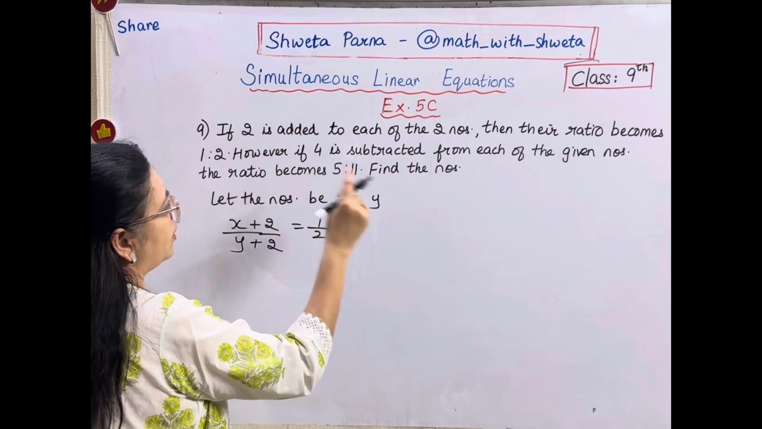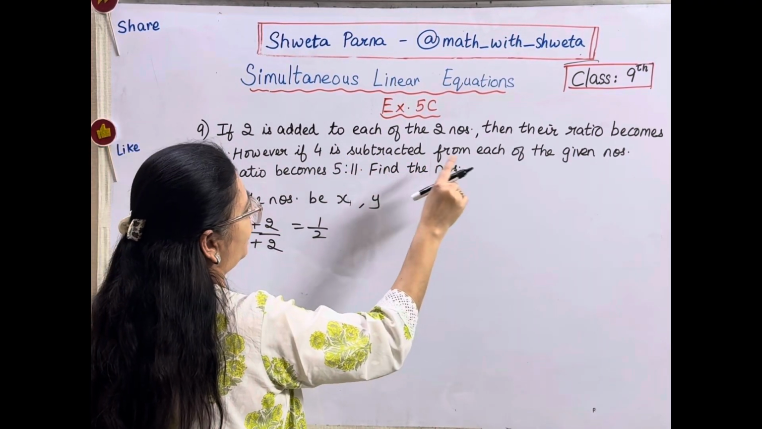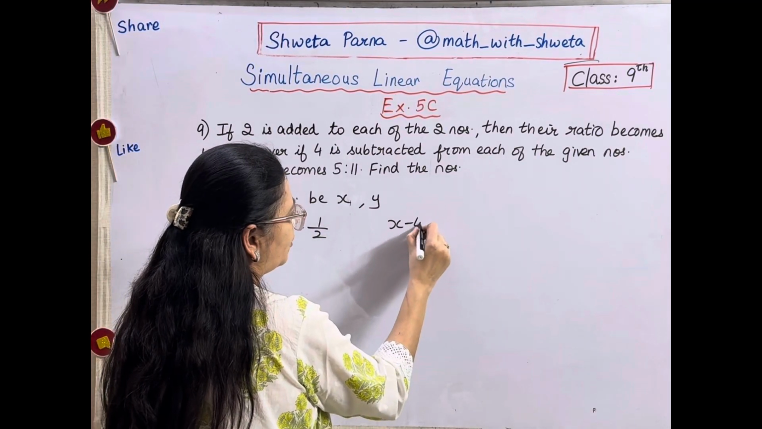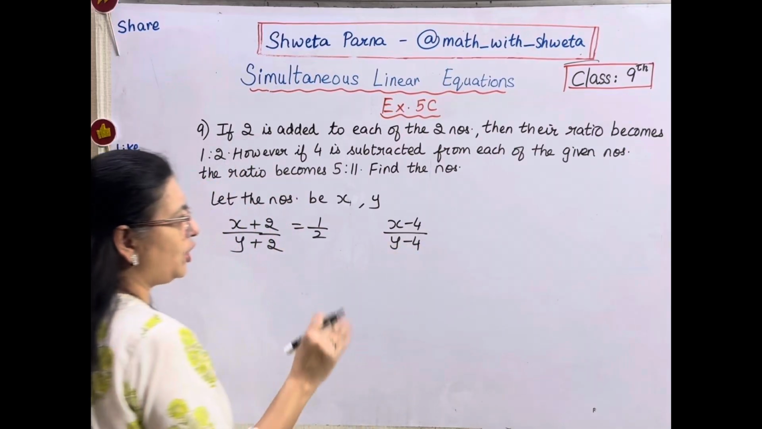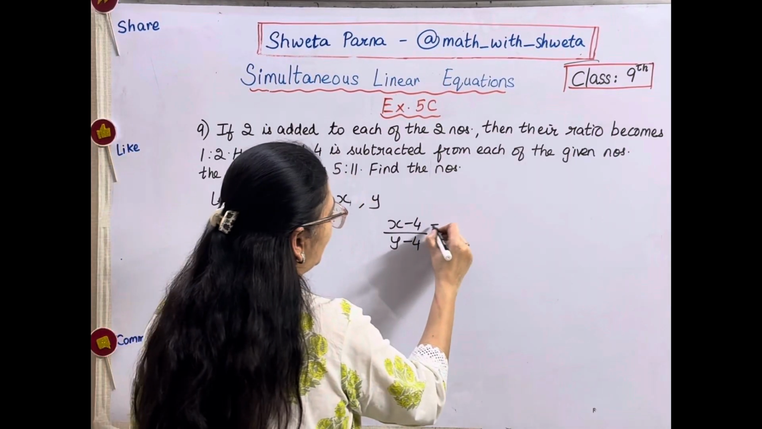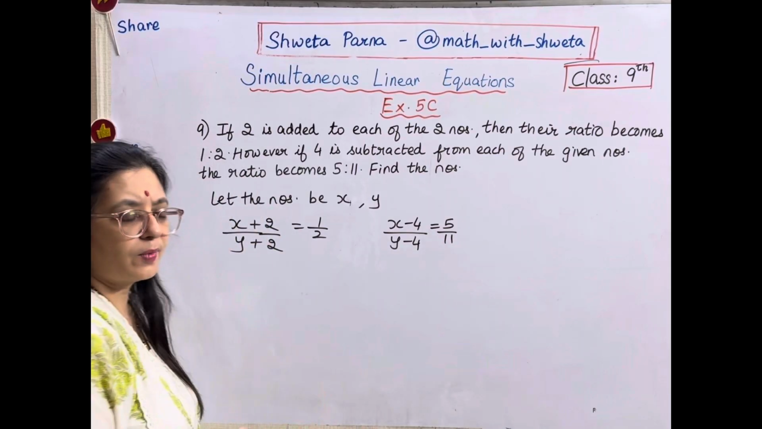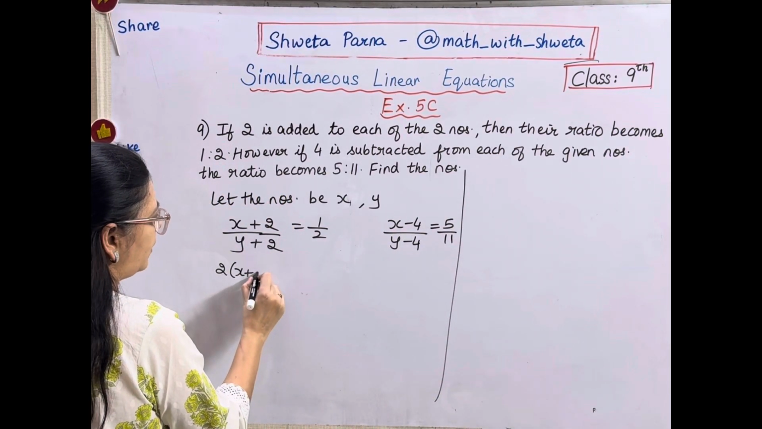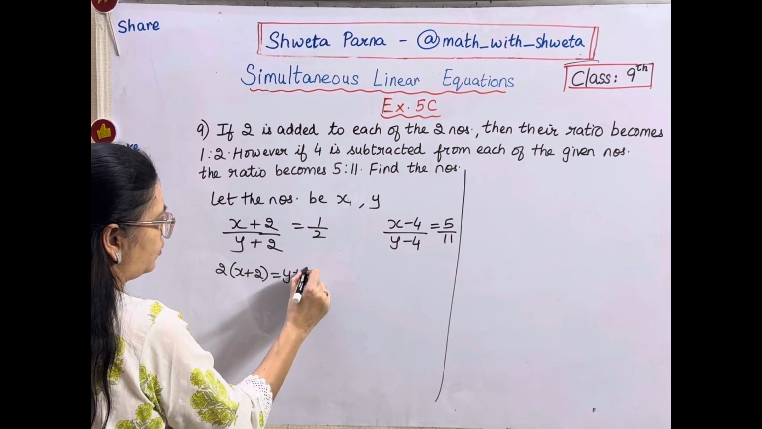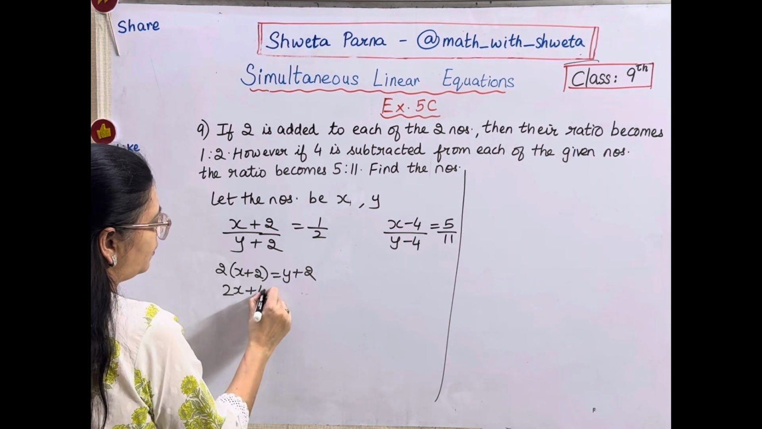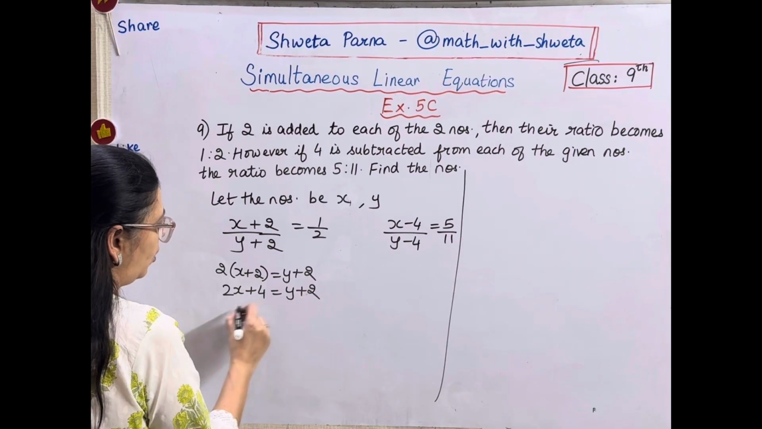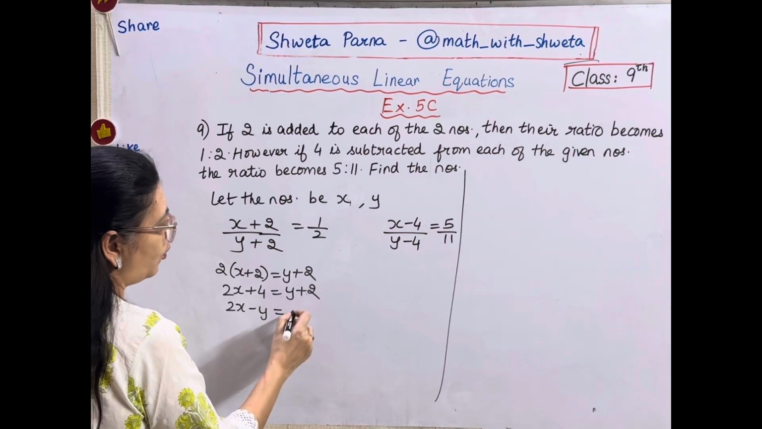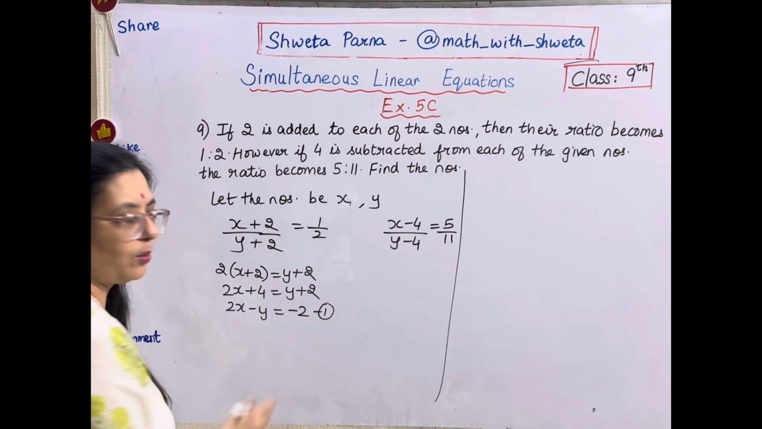Okay. Next part. However, if 4 is subtracted from each of the given numbers, so x minus 4 and y minus 4, then the ratio will become 5:11. Okay, come on, let's solve this. Cross multiply. 2 into x plus 2 is equal to y plus 2. 2x plus 4 is equal to y plus 2. So 2x minus y is equal to 2 minus 4, which is minus 2. This is your first equation.